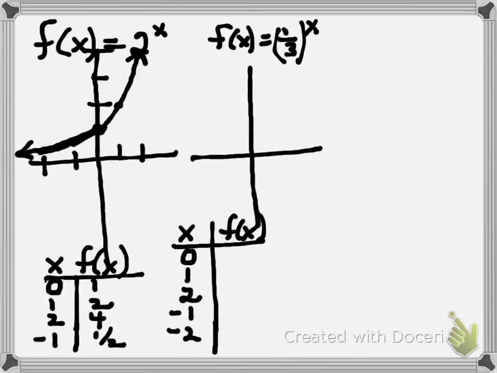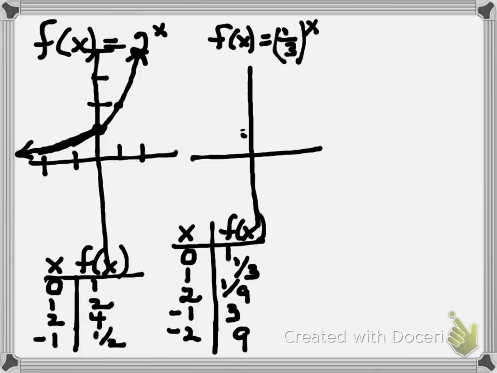Okay, let's graph f of x equals 1/3 to the x power. So we're taking 1/3 to the 0 power is 1. 1/3 to the first power is 1/3. 1/3 to the second power is 1/9. 1/3 to the negative 1, remember, flip it over and take it to the positive power, is 3. And 1/3 to the negative 2, flip it over and take it to the second power, is 9.